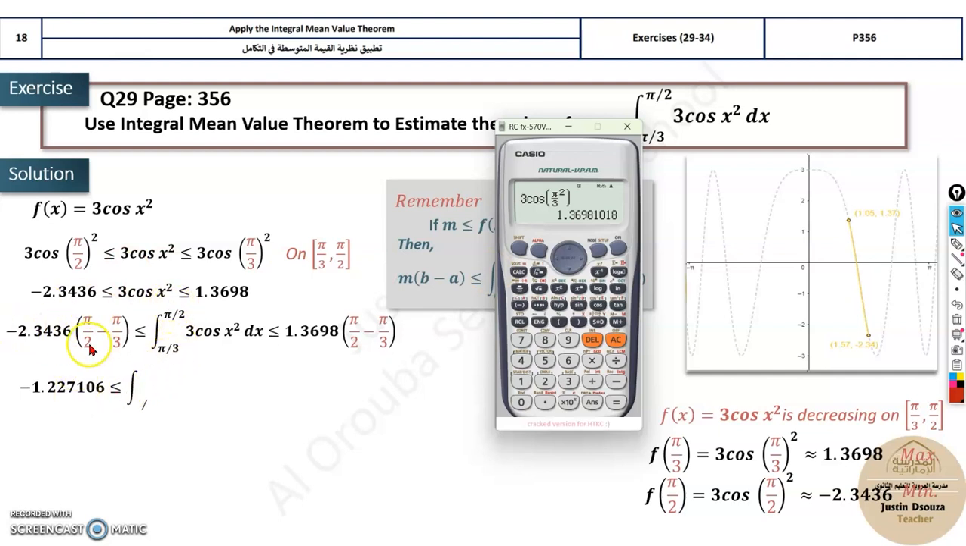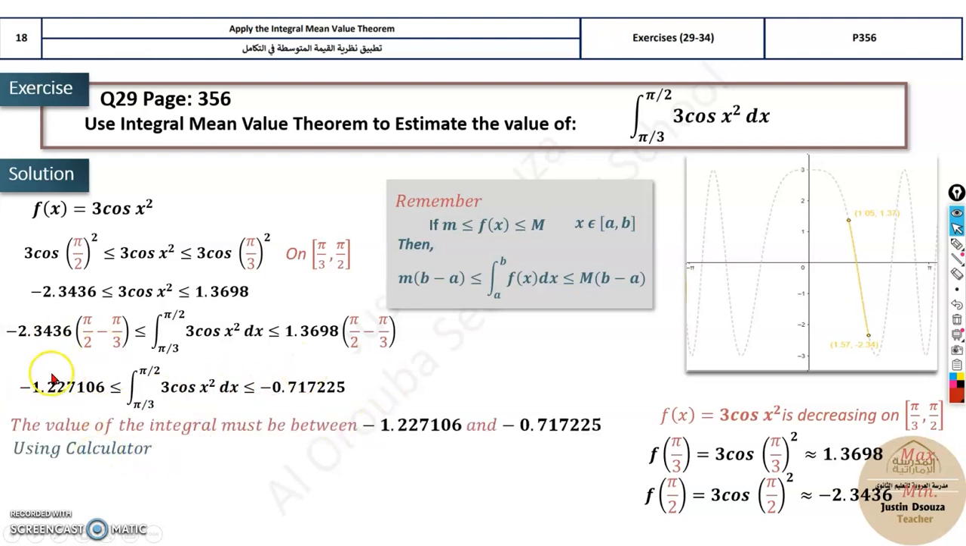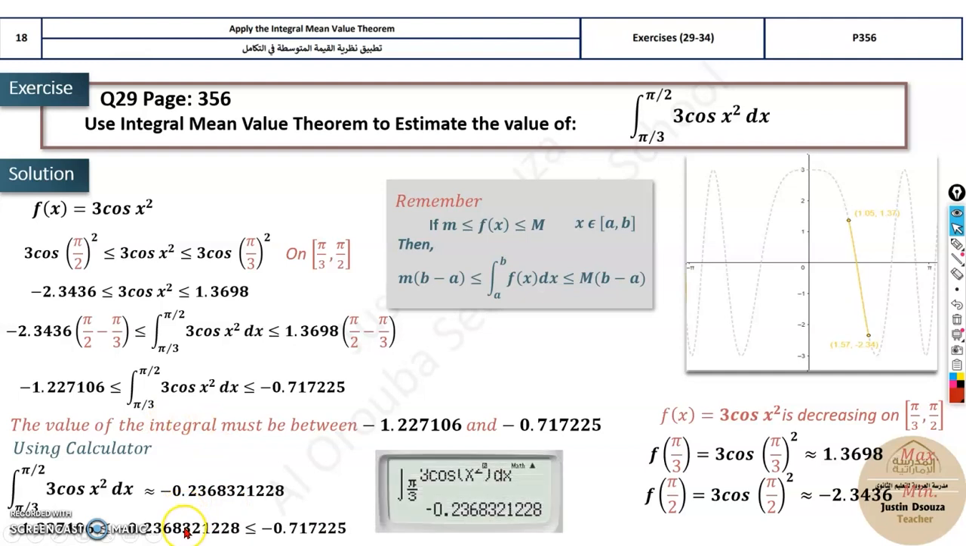Now same way we multiplied over here, we got the answer. Now this can also be done in the calculator easily, and over here, the value of this integral must lie between these two. Now if you solve this in the calculator, you'll get the answer over here. That is the thing. So this is the answer. This particular value must lie between these two range. So that is about the mean value.